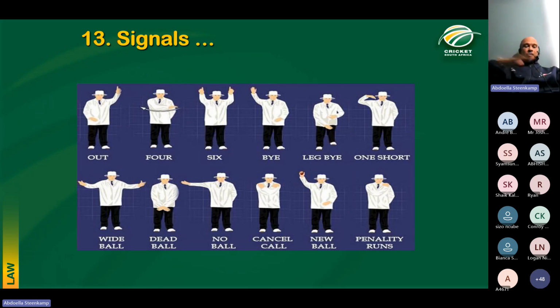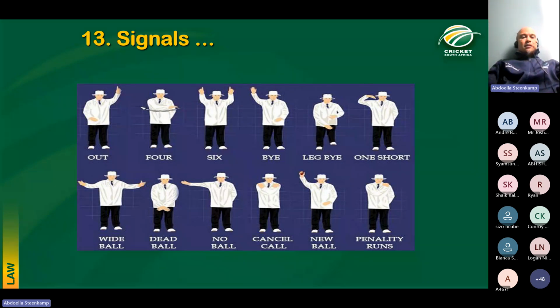Boundary 4, waving your hand in front of you, and you need to end up with your hand across your chest. You should not be ending up with your hand next to the side of your body. That will look to the scorers as if you're signaling no ball. So if you do signal 4, please end up with your hand across your chest. Boundary 6, by lifting both hands above your head. We'll see later on why it's important for both hands to be above the head.